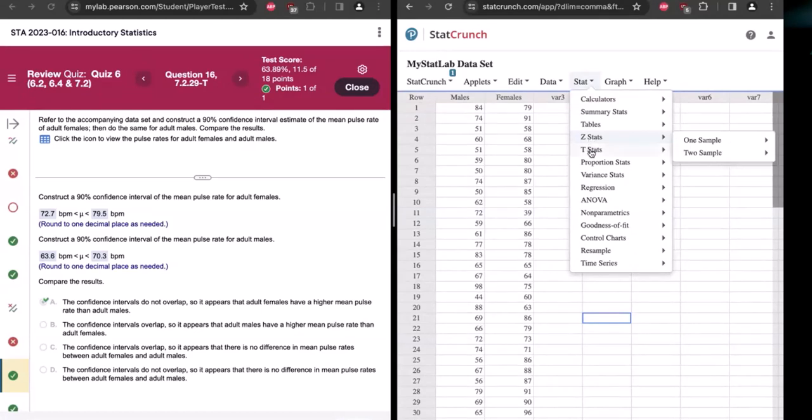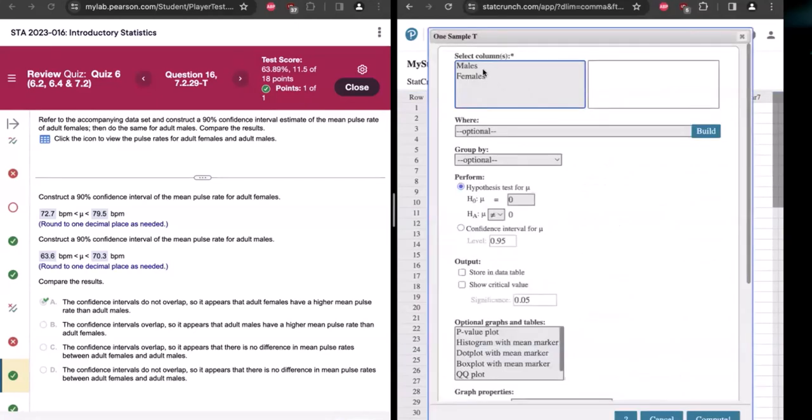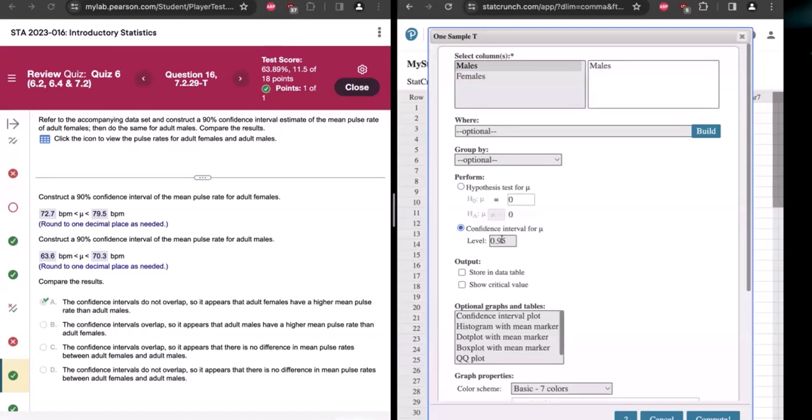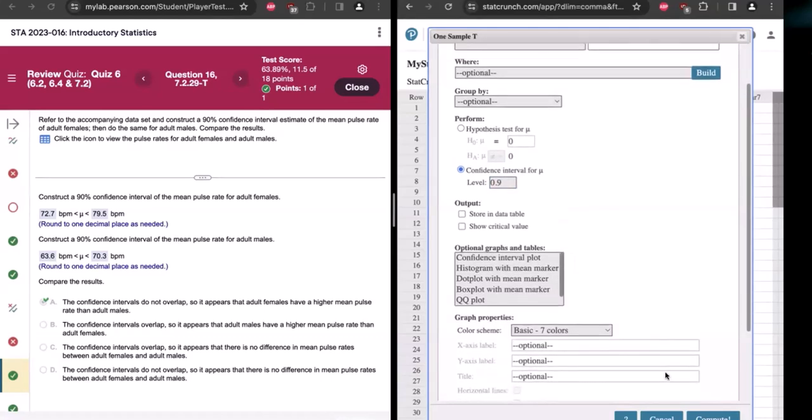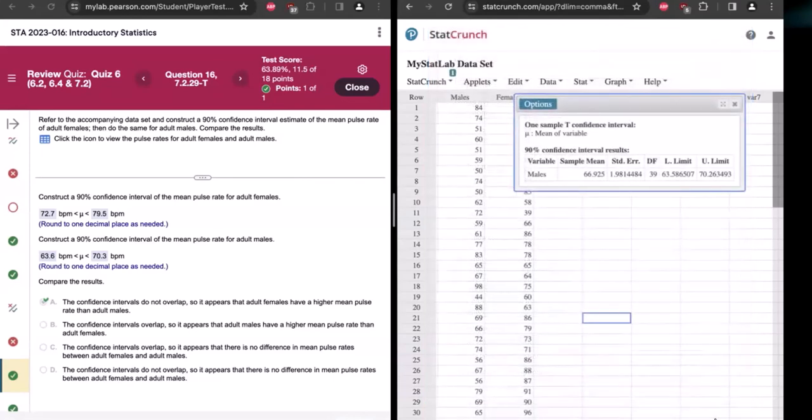So we don't have summary statistics, so this is going to be a T-stat. And we'll just do it one sample at a time, with data. And we'll do males. And we want to do a confidence interval of 90%. Let's see what we get. I don't think there's anything else, but let's compute. All right. So male, that is correct.